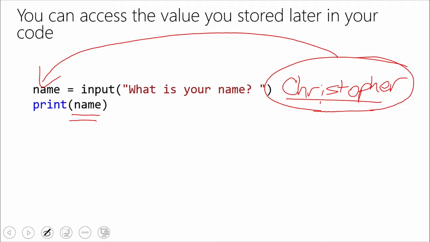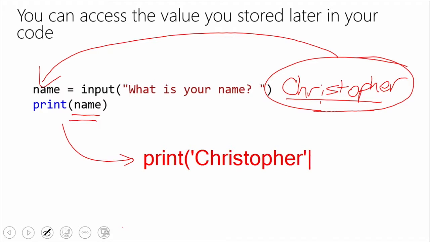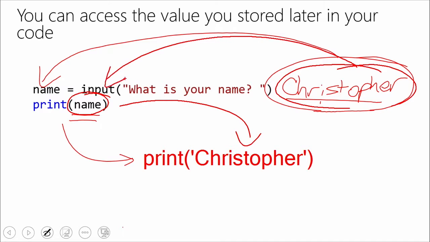Okay, makes sense. So this line of code right here would be equivalent, and I'm going to do it with ZoomIt because it'll be a little easier, to me typing out print Christopher. Yep. Those two lines of code are equivalent. Why? Because name is simply that placeholder for, in our case, Christopher, because that was what the user typed in.